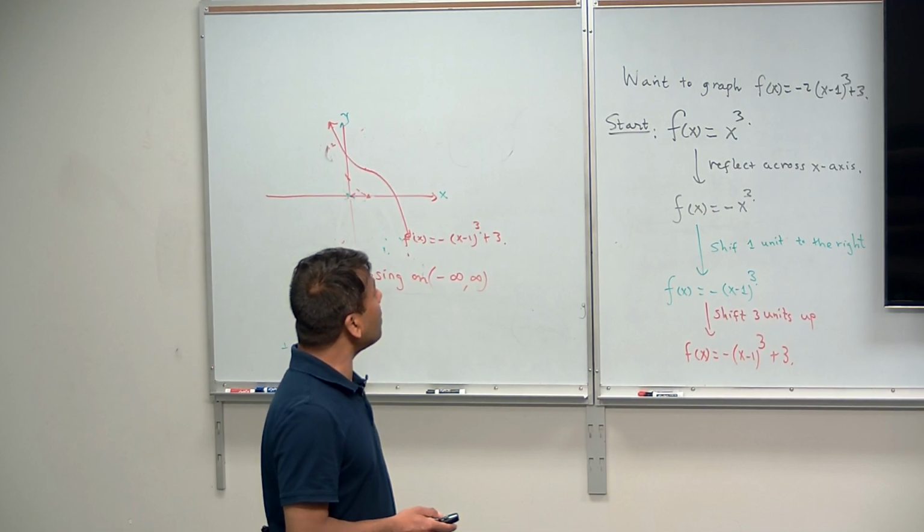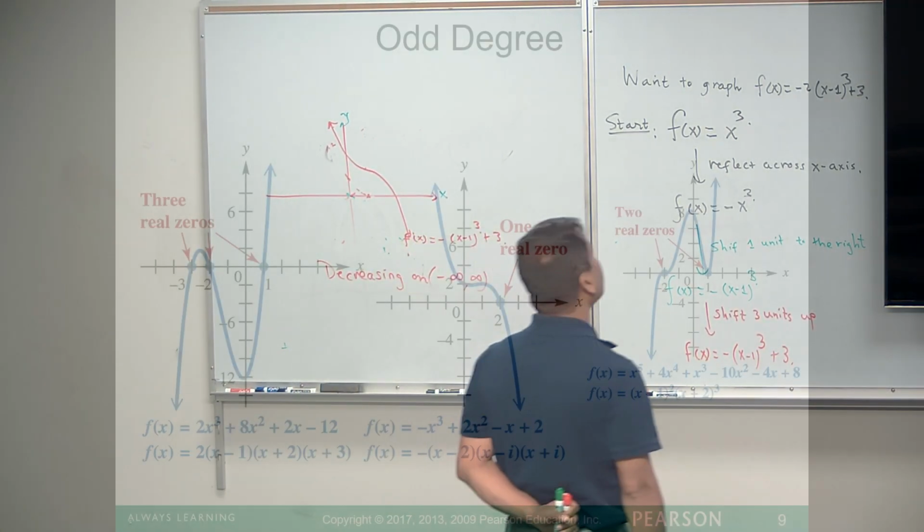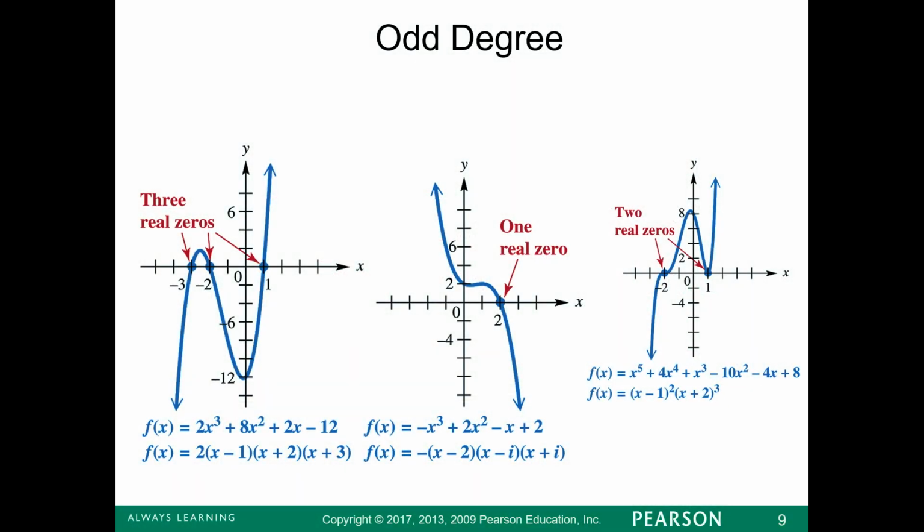So now you look at the slides, guys. You can see that. So this is the graph of the function. You see 3 real zeros, right? 3 real zeros. What are they? Negative 2, negative 3, and positive 1. If you look at the first graph, it has 3 real zeros. You see that?